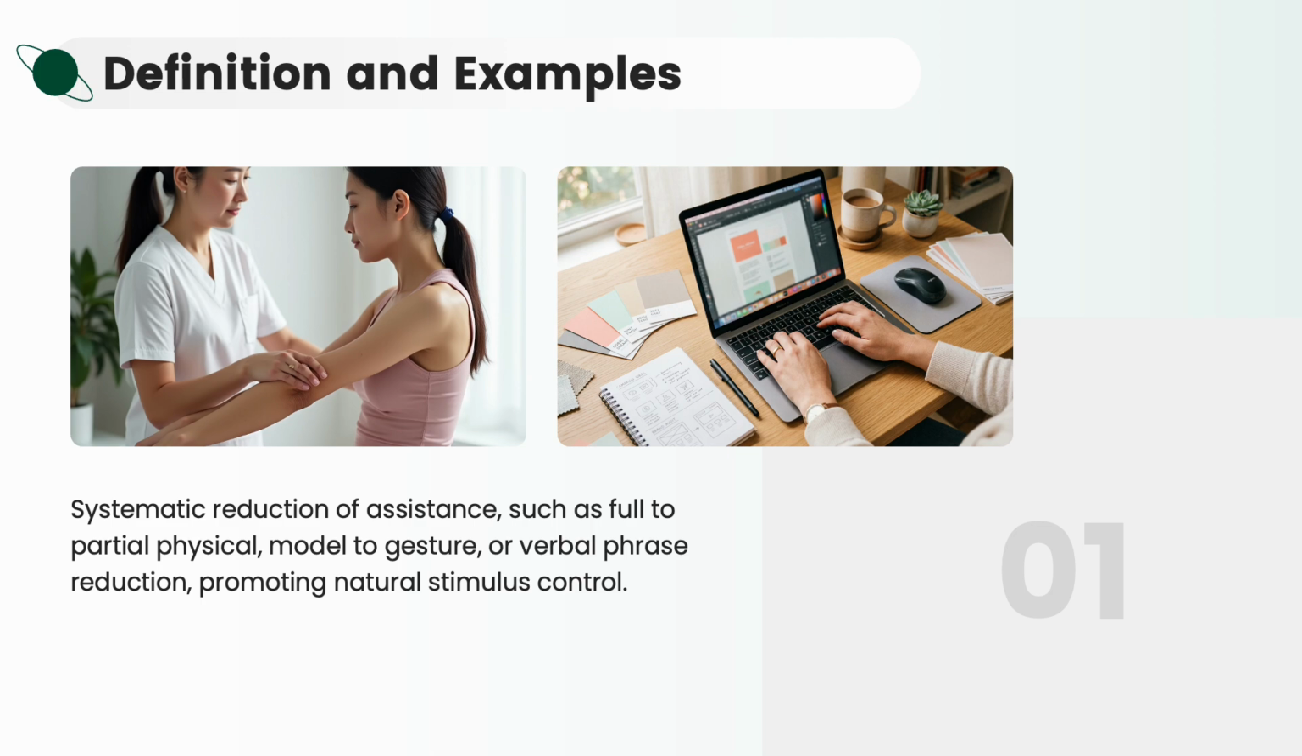Using a time delay. Another powerful way to fade prompts is waiting longer before helping. Instead of prompting immediately, you pause, give the learner a chance to respond, then only prompt if needed. This naturally encourages independence. I want you to think about your sessions. Have you ever caught yourself jumping in too quickly to help?